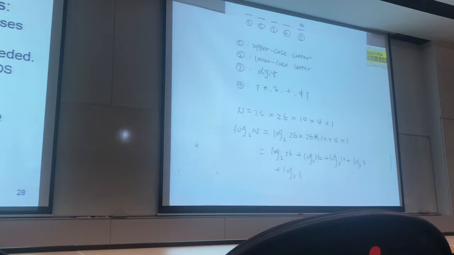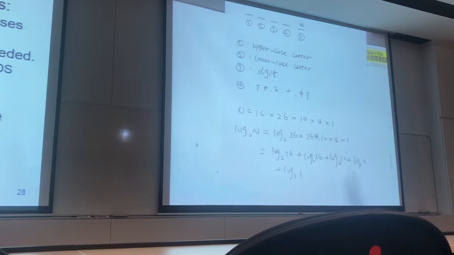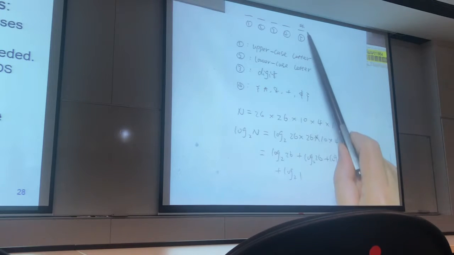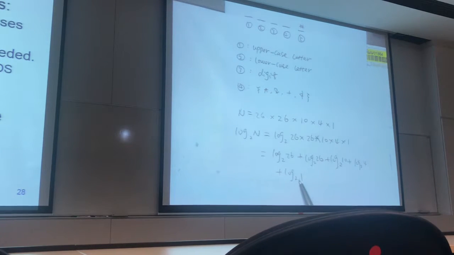So in this case, log base 2 of 26 is roughly 4 point something, because 2 to the power 4 is 16, 2 to the power 5 is 32. So this is 4 point something, this is 4 point something, this is about 3, this is 2. And in particular, this one is 0. The last one does not carry any entropy because log base 2 of 1 is 0. Because it's fixed, it does not carry any entropy. Entropy is associated with uncertainty, so if there is no uncertainty, it does not carry entropy.